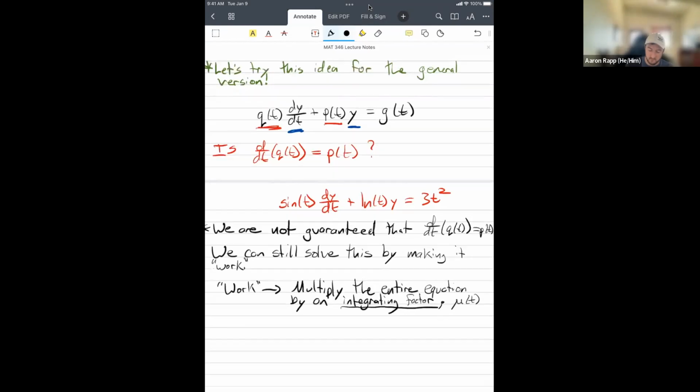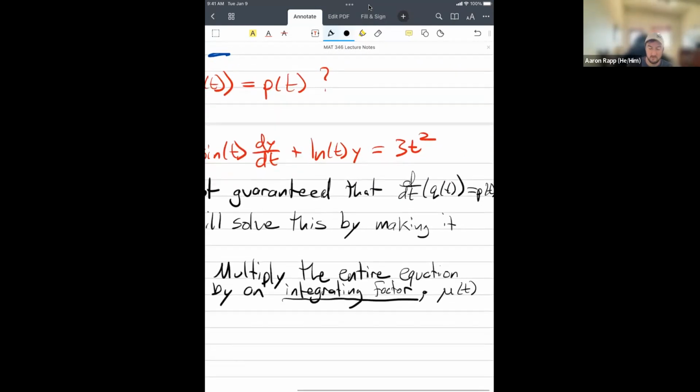So I'm going to zoom in for a moment, just a little bit. That integrating factor, it's supposed to be a comma here, is going to have a special symbol because it has a special purpose for us. It's going to be the Greek letter mu. It kind of looks like an M.